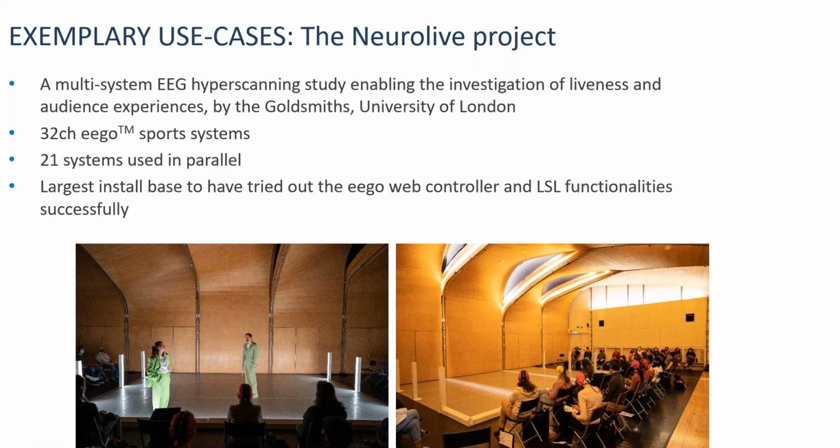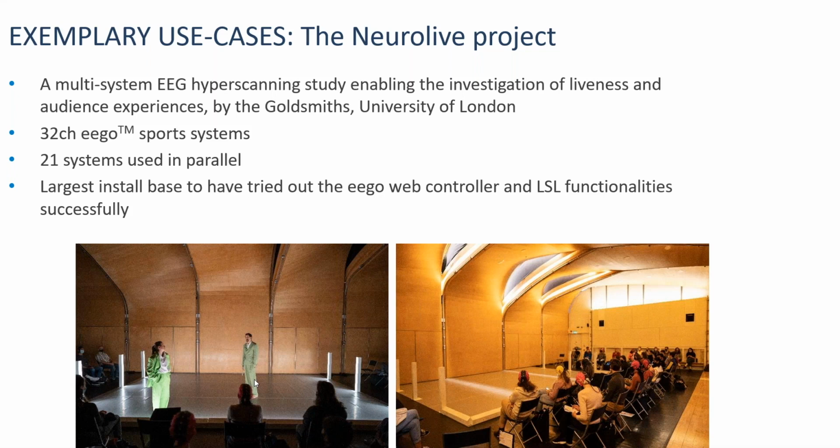What they do is they use 21 32-channel eego sports systems in parallel. You actually see here that the audience members are wearing our equipment. They also have a respiration sensor from us attached to them. And what they're doing is they're watching the performance that you see on the left-hand side, which is called Detective Work. So it basically is a choreography which was coordinated by the Siobhan team. And this is actually one of the largest install bases out there that we have that have tried also the eego web controller and LSL functionalities simultaneously.